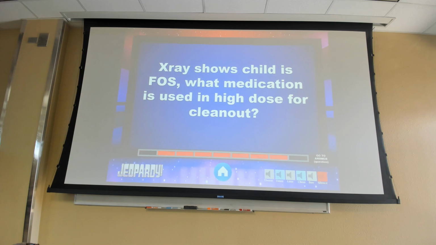X-ray shows the child is FOS. What does FOS mean? Full of stool. What medication is used for a high-dose clean-out? Miralax. What else is that called? PEG. How else can I write it out? Polyethylene glycol. Is that different than ethylene glycol? Yes.